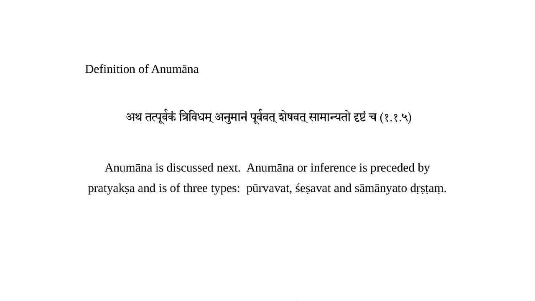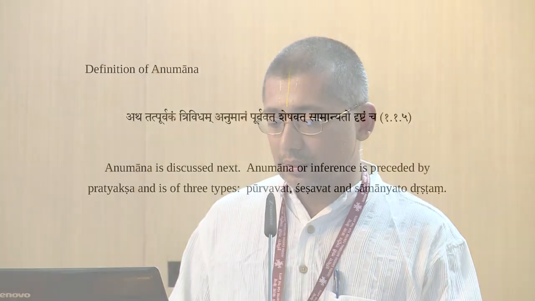So Anumana is discussed next. Anumana, or inference, is preceded by pratyaksha and is of three types: purvat, seshavat and samanyato drishtancha. You'll be seeing how he is using these three forms of Anumana. But the important thing to notice is that it is preceded by pratyaksha, which in Sheldon Pollock's philology won't be the case. It will be only inference from Western sources. So he's not going to be seeing anything directly in the text itself.